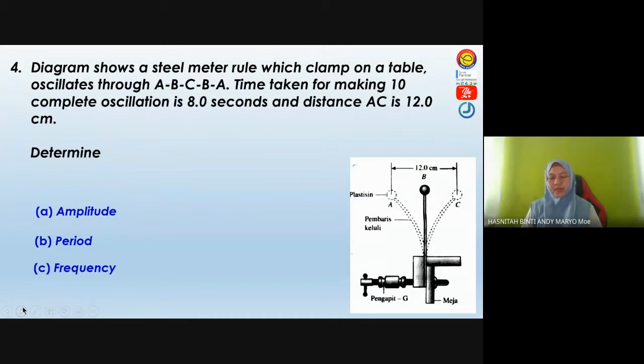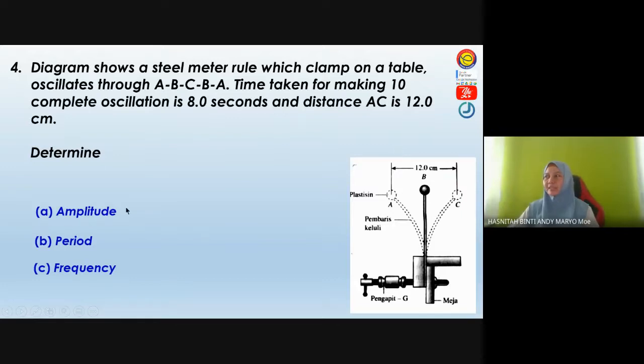I think this is our last exercise before we end this lesson. You are given a diagram showing a stand, meter rule, and clamp on a table. This is the equilibrium position, at the center, and it oscillates through A, B, C, B, A. First it moved to A, B, C, B, and then went back to A. For 10 complete oscillations, it requires 8 seconds. And the given distance of AC is 12 centimeters.